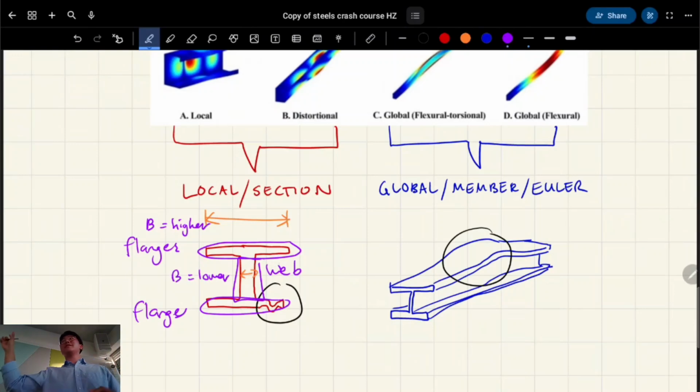So flanges have a higher width, like it's the one that's wider, and webs are the ones which are thinner, and generally more of the depth, right? That's just terminology. So do you guys reckon that flanges or webs are more susceptible to buckling in general? Web. You sure?